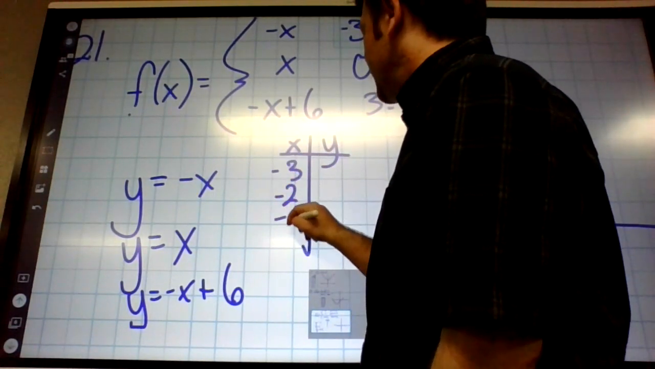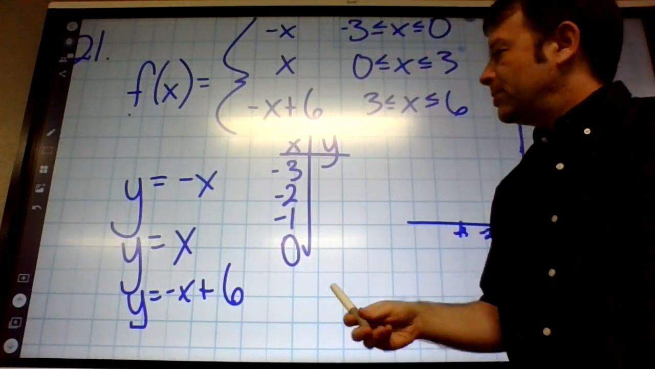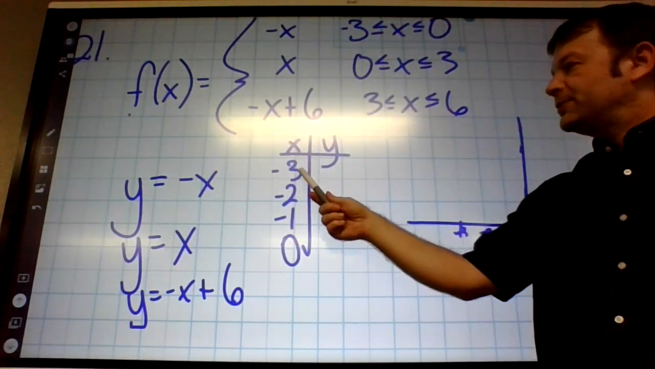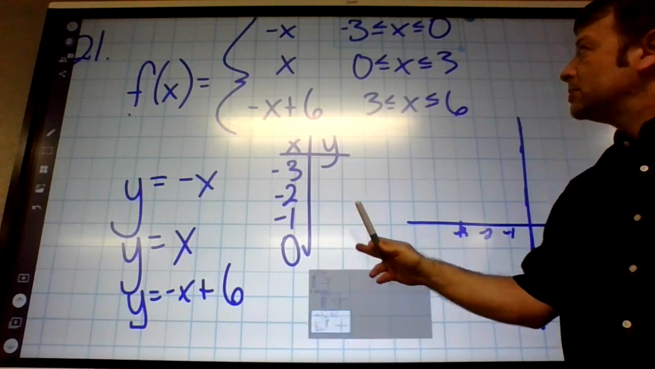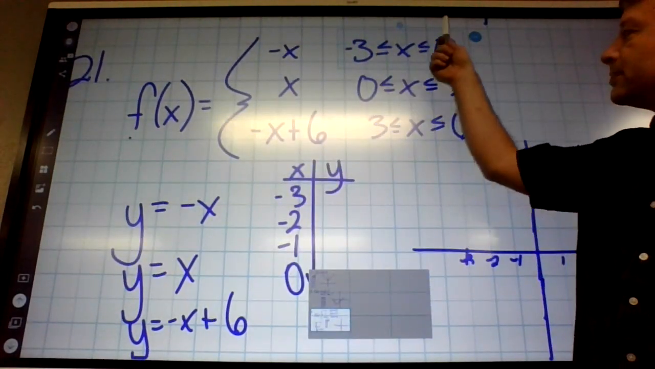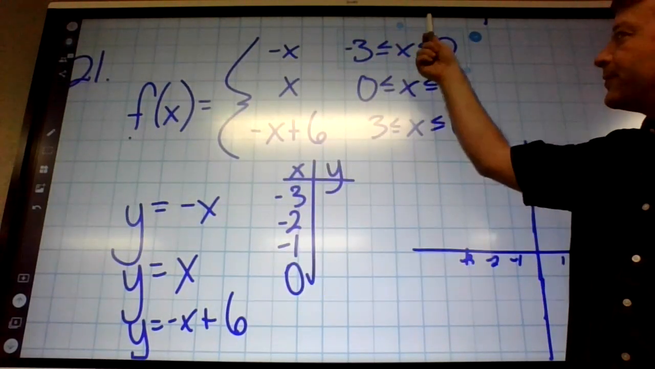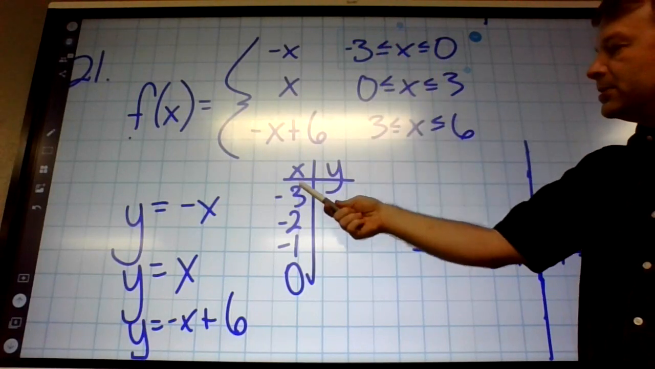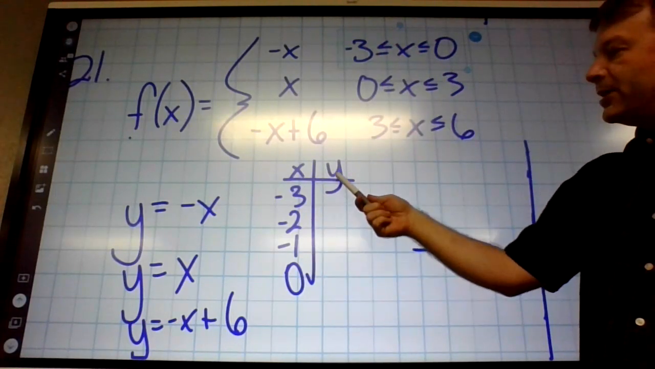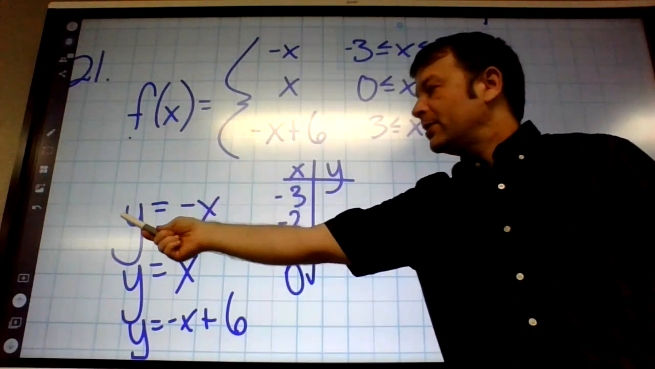I think this is less confusing for the other class. So where did I get these x values from? In between -3 and 0. Right, these are the integers from -3 to 0. So this kind of describes where this is supposed to be graphed.